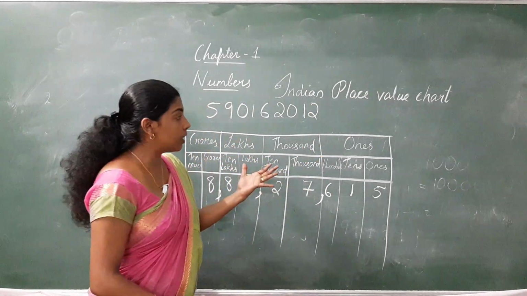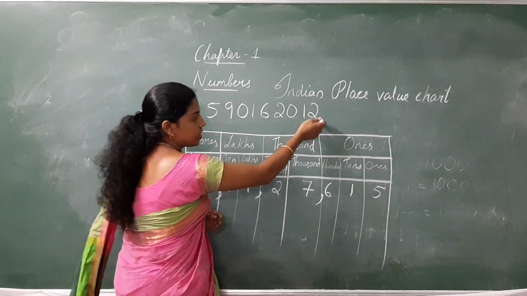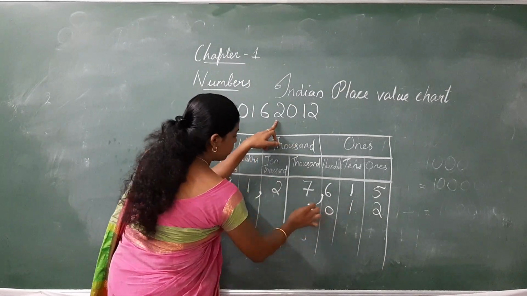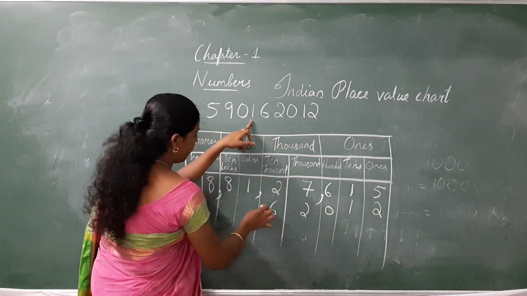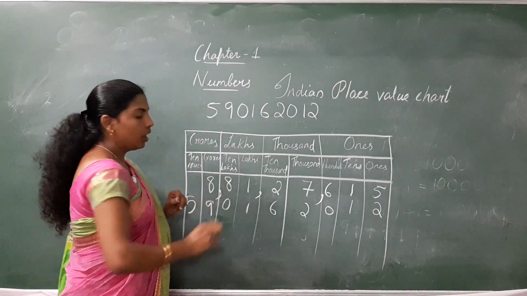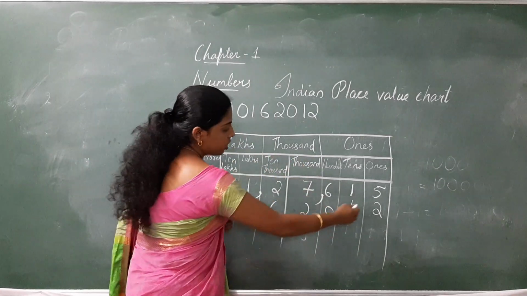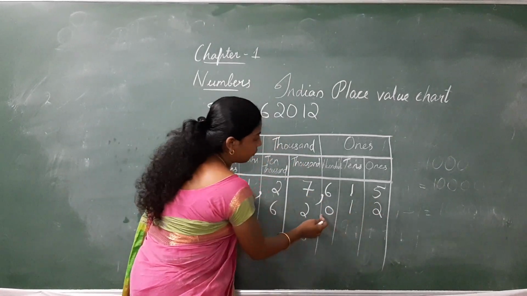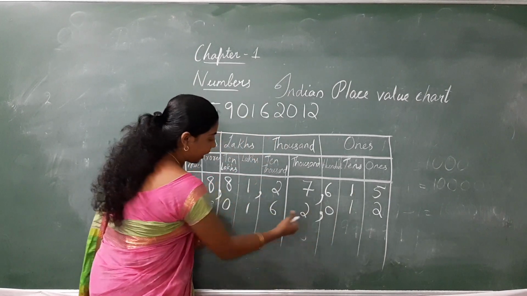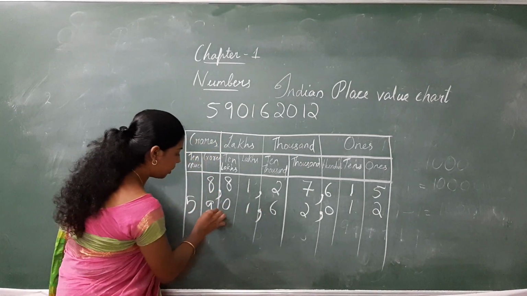So what is the first step? We should start writing the number from the right end. So the first number is 2, 1, 0, 2, 6, 1, 0, 9, 5. Now what is the next step? The second step is to put commas after each period. From the right side, the first period ends here, so we put a comma here. Now the second period ends here, put a comma. The third period ends here, put a comma.